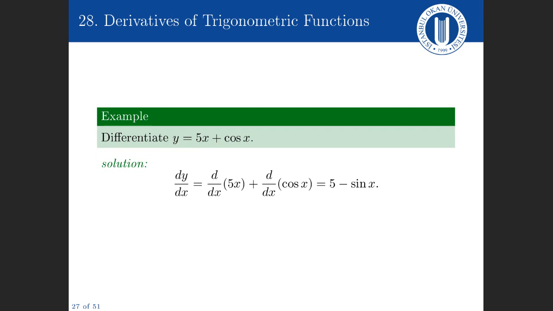Differentiate 5x plus cos x. The derivative of cos x is minus sine x, so this is 5 minus sine x.